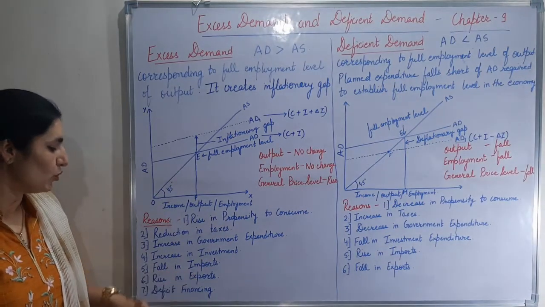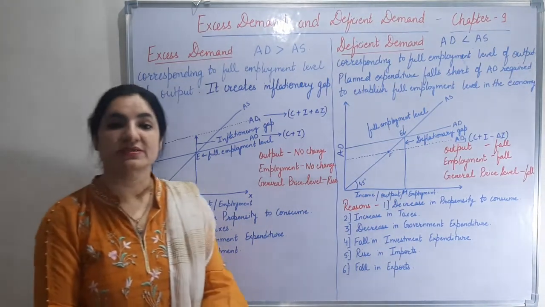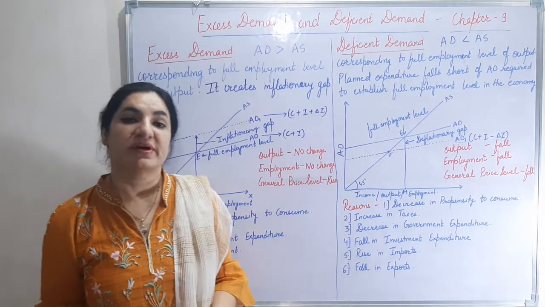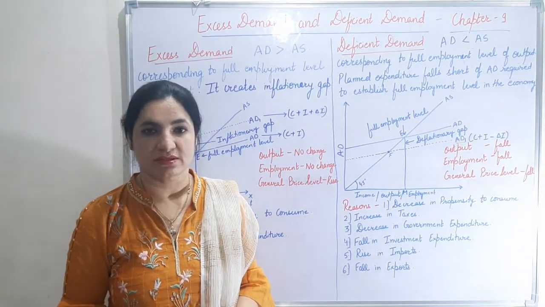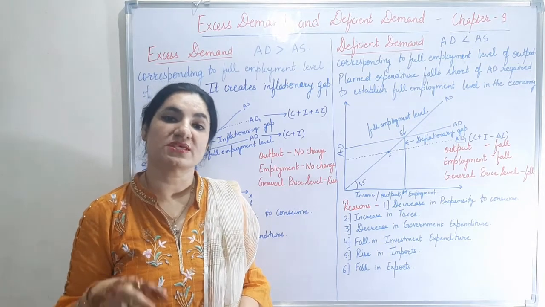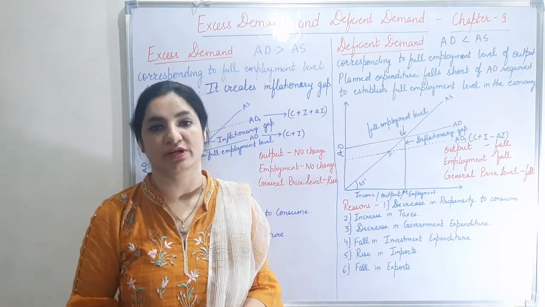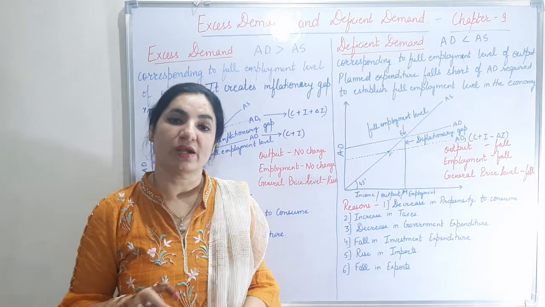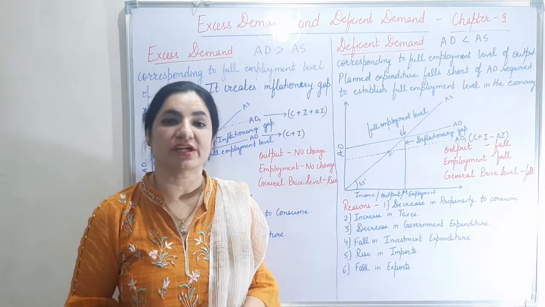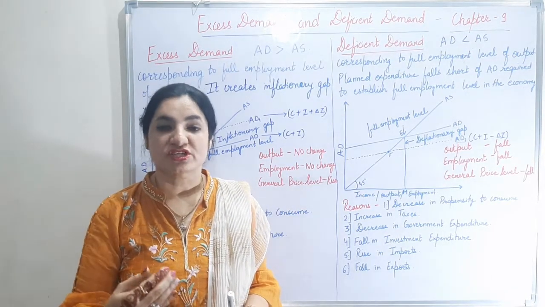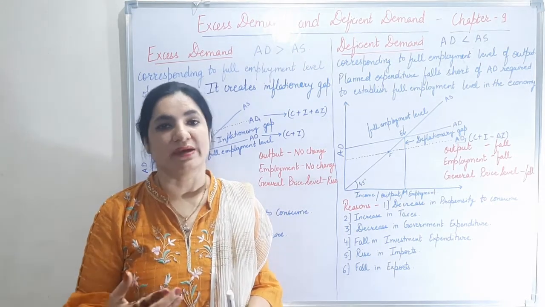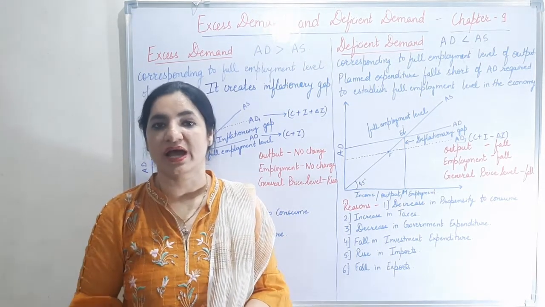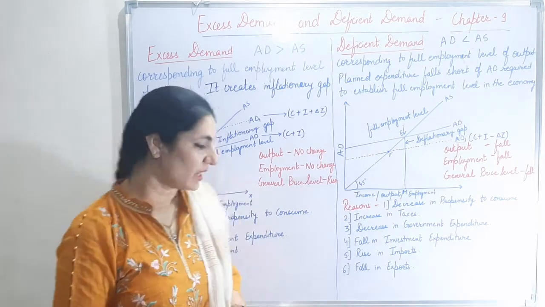Fall in imports. Fall in imports means we are purchasing less goods from other countries and we are purchasing more goods from our country only. As we are purchasing more goods from our country, it means the income which is generated on purchase of these goods is circulated in the economy, and the income level is becoming high because of this. Demand is high.